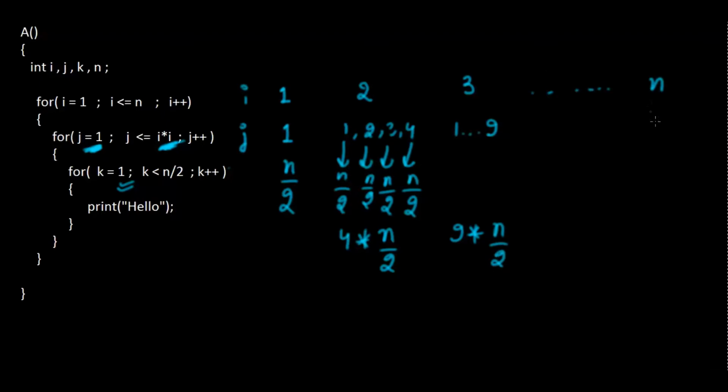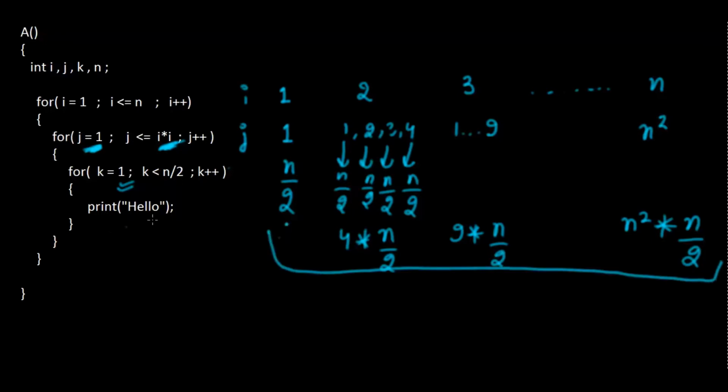When my i value is n, my j value is n square. So I can write directly that my last for loop will run n square into n by 2 times. So now we have to add. Now to check how many total times we will print hello, we have to simply add all of these. And by adding all of these, if I take n by 2 common, I get this series.